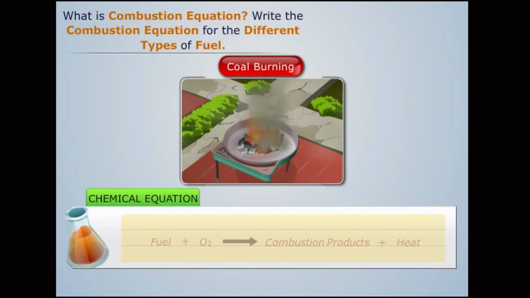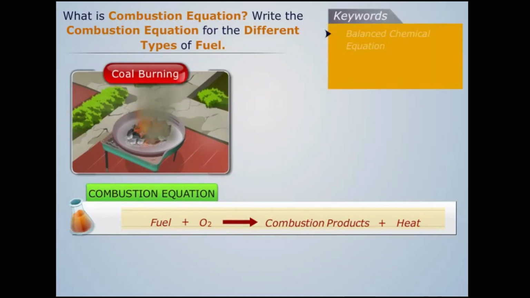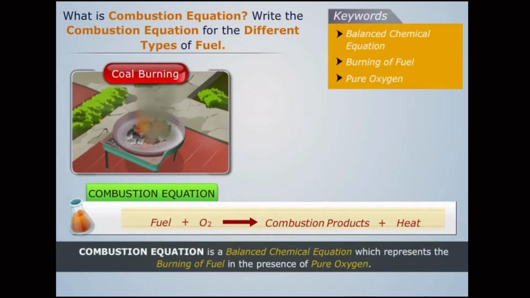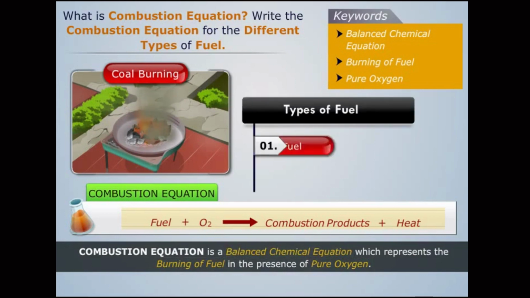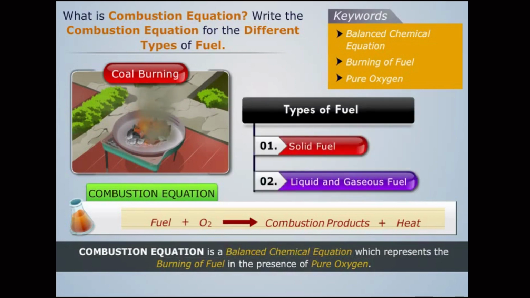The equation which represents the burning of fuel in the presence of pure oxygen is called the combustion equation. Thus, we can say that combustion equation is a balanced chemical equation which represents the burning of fuel in the presence of pure oxygen. It is different for different types of fuel. So let's write the combustion equation for different types of fuel.